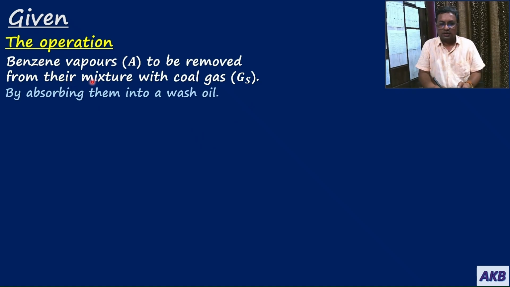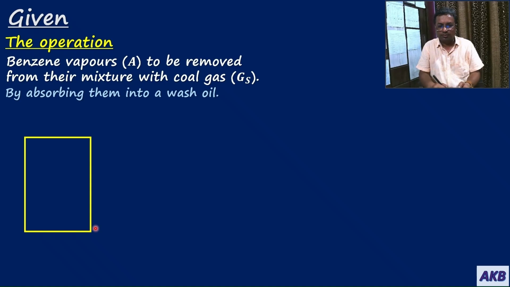And how is this to be done? This is to be done by absorbing benzene vapors into a wash oil. And then you can represent the operation schematically. So the gas mixture enters at the bottom of the tray column. Molar flow rate is Gn plus 1.